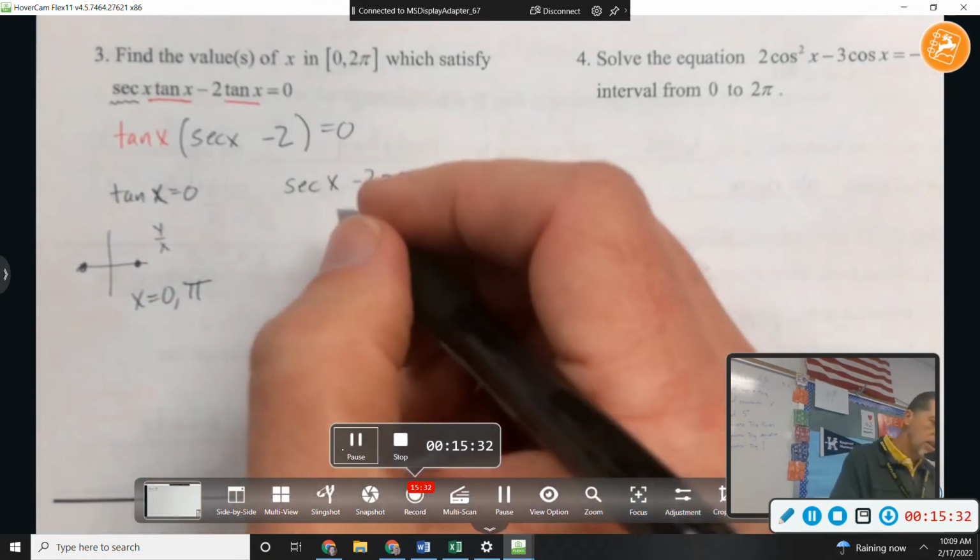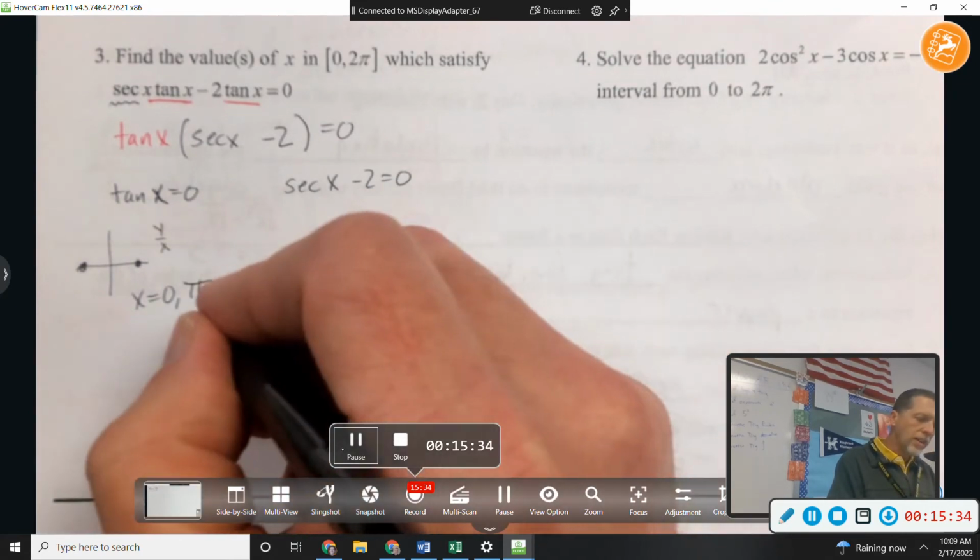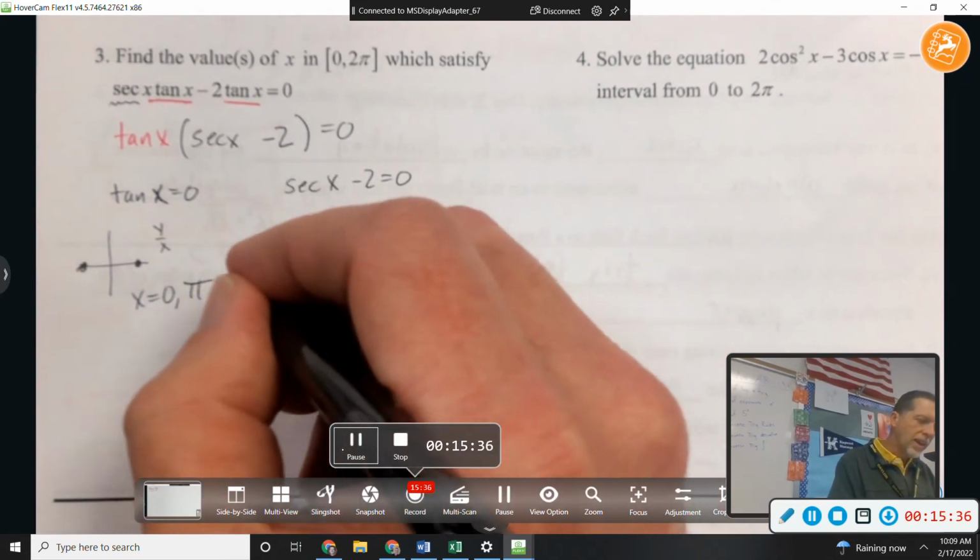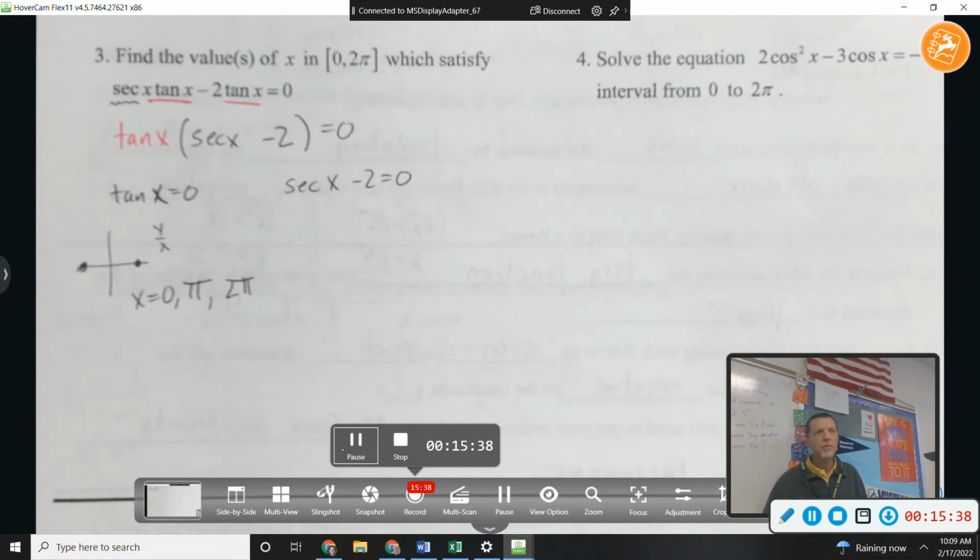Would 2 pi also be an answer? Oh, you're right, because we do need to include 2 pi. I'm used to working it where we don't include 2 pi. That's why I mentioned that earlier. But this wants us to include 2 pi, so yes.